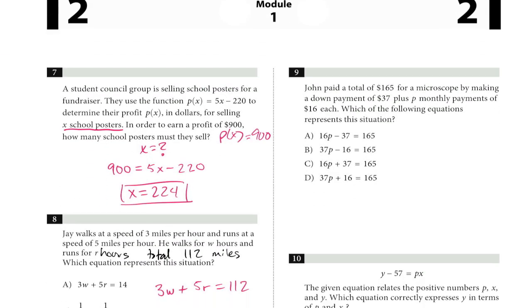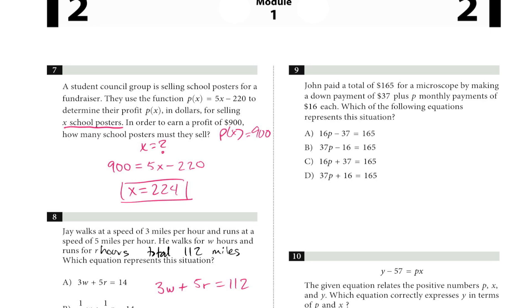All right, number 9. John paid a total of $165 for a microscope by making a down payment of $37 plus P monthly payments of $16 each. Which of the following equations represents the situation? Well, just like with J running or walking, the rate is $16 each month. So however many months we're going to pay $16, we would just do 16 times that many months.